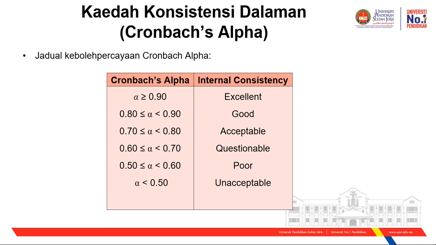If it is less than 0.7, it means you need to amend or at least do something to your items and do the reliability test again, until you reach 0.7 and above for your instrument. Then you can proceed with your actual survey.